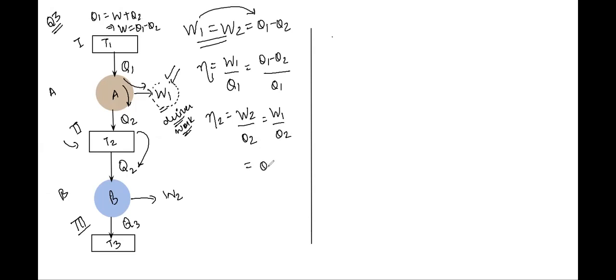Now we will just substitute W1 here in the equation, and this will give us (Q1 minus Q2) whole by Q1, correct? Yes, sir. Efficiency of the first engine is 1 minus Q2 by Q1, correct? Yes, sir. 1 minus Q2 by Q1.